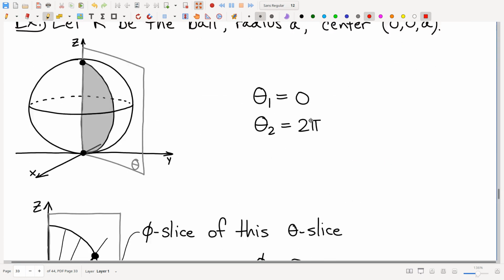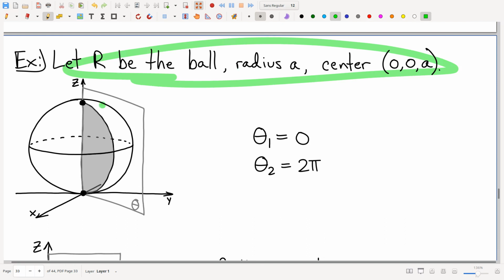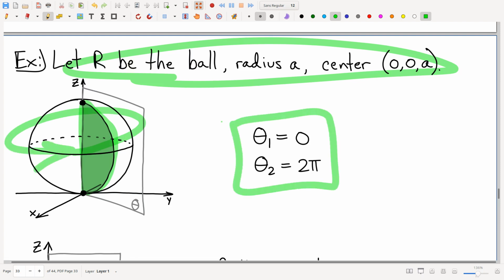Okay, so let's see an example. Here we have a ball. It's not centered at the origin, you'll notice. It's kind of sitting up on top of the origin, like so. That being said, the theta slices are pretty easy to see. My theta slices look kind of like this, and you can see how that's what they would look like. I'm going to say all the way around, so 0 to 2 pi.